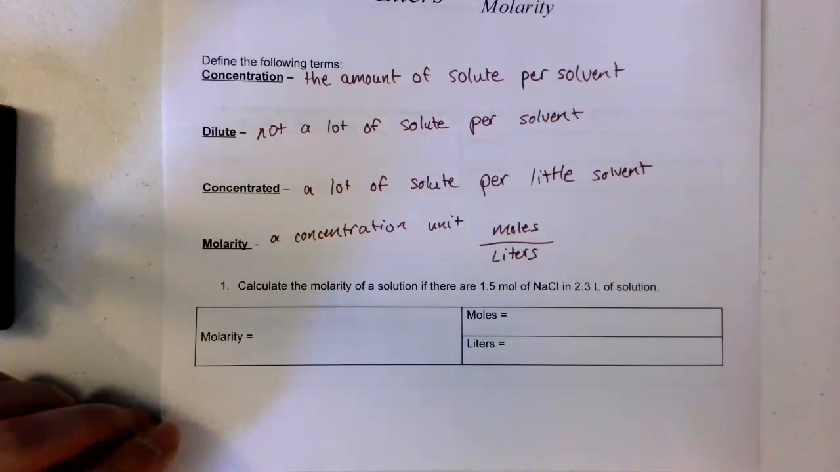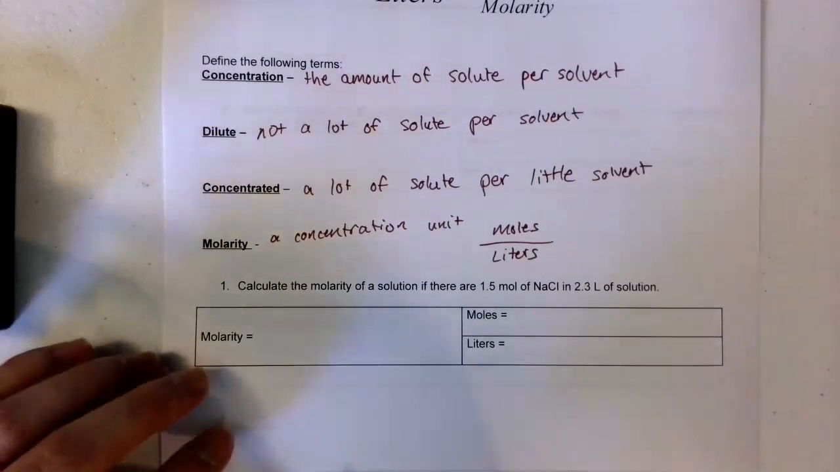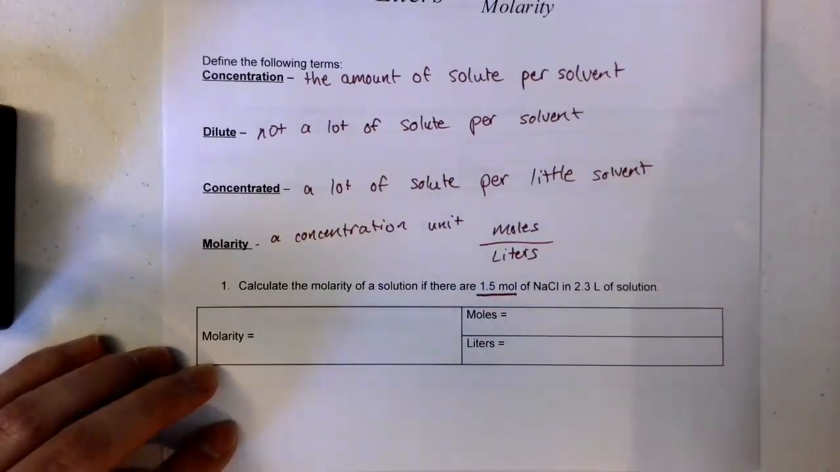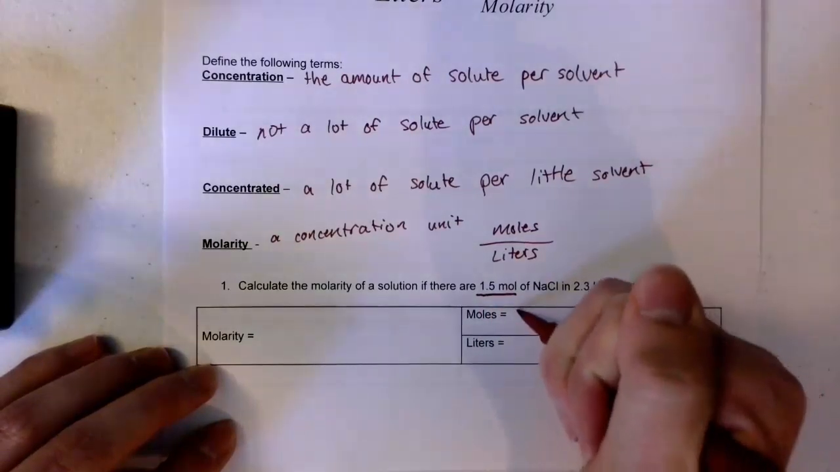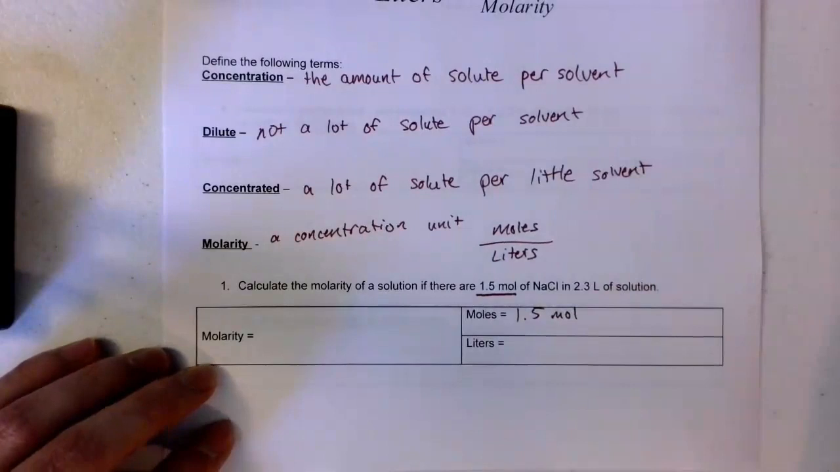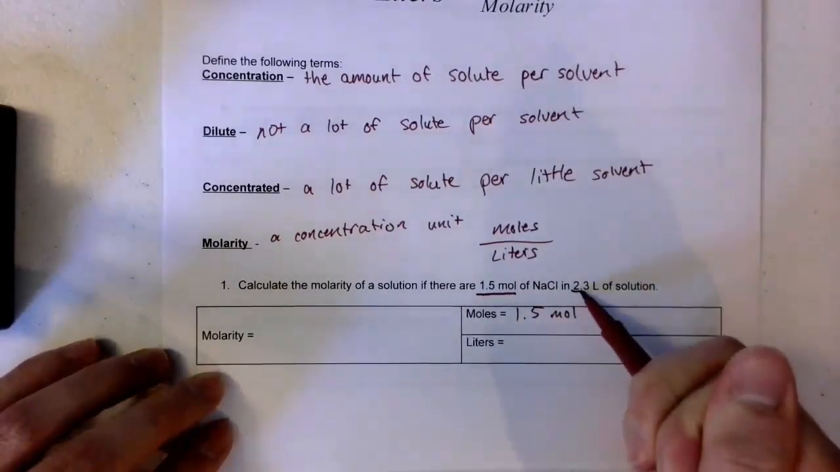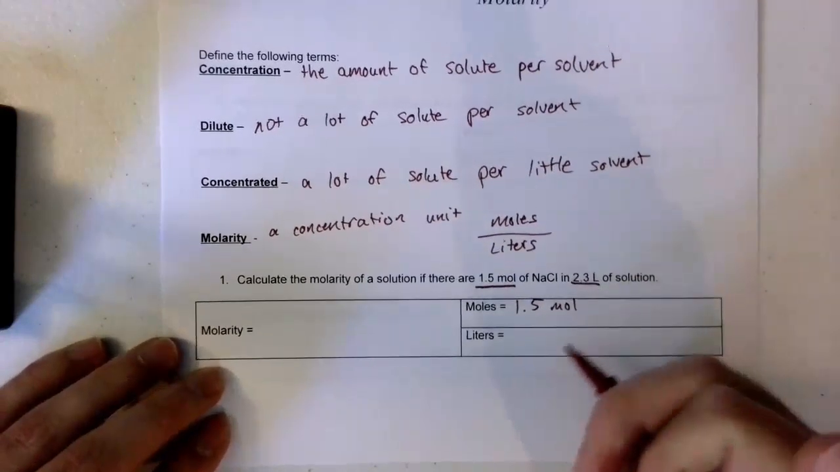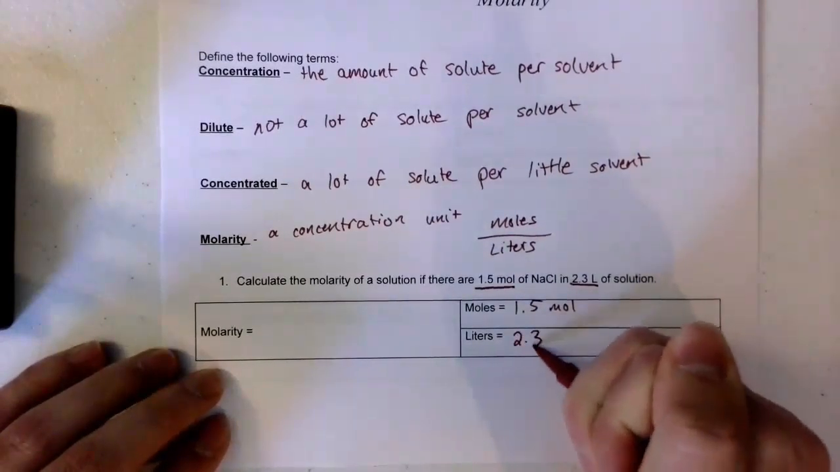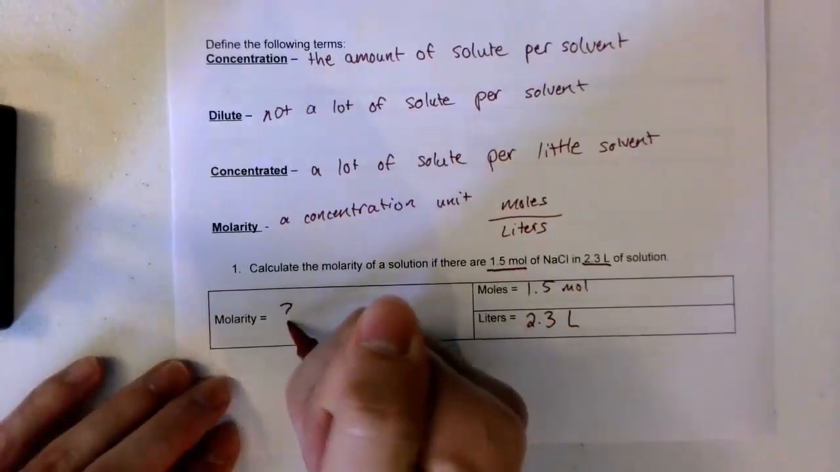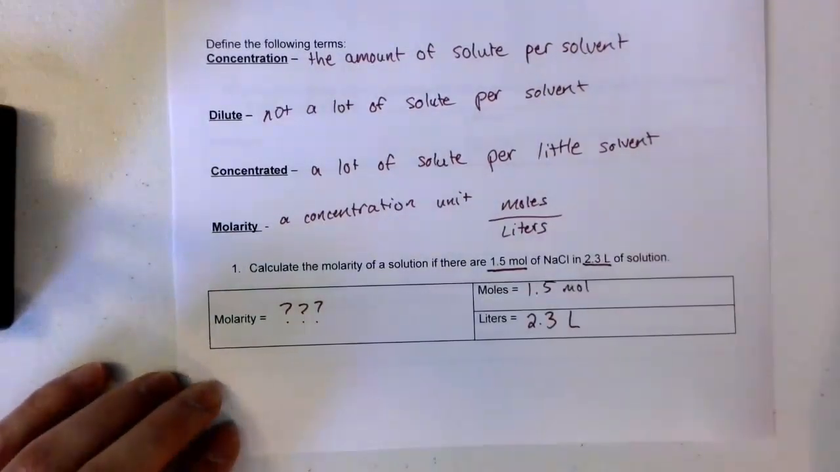Okay, so now for number 1, it says calculate the molarity of a solution if there are 1.5 moles of NaCl in 2.3 liters of solution. Alright, so it says 1.50 moles, MOL, that's the abbreviation for moles. So the moles is going to be 1.5. And this is just MOL. Alright, in 2.3 capital L of solution. So the capital L here stands for liters, so I'm going to put 2.3 capital L there. Alright, so the molarity is the question mark. It's the unknown. It's what we don't know.